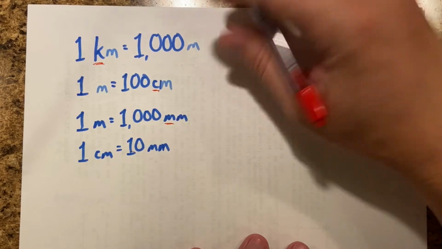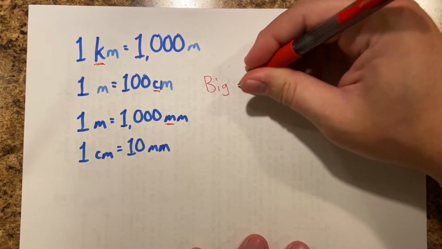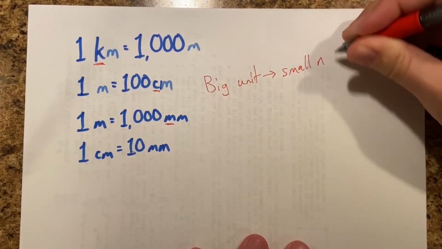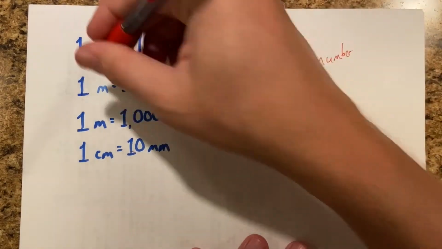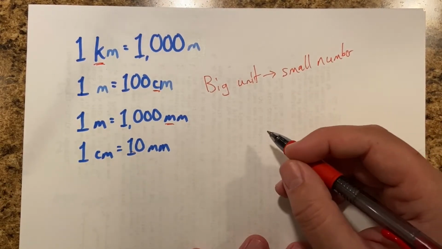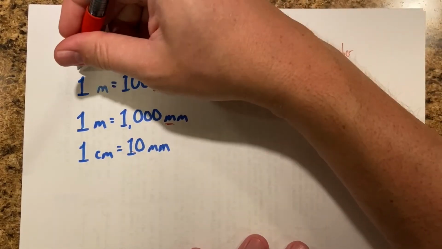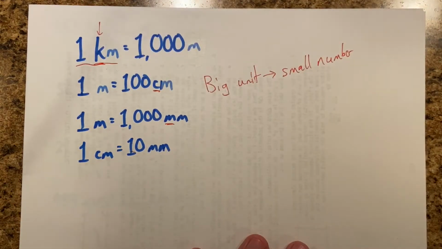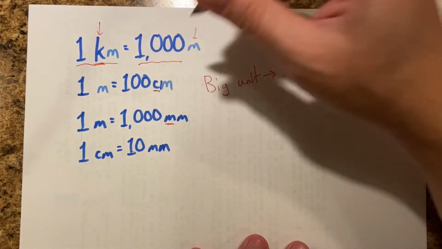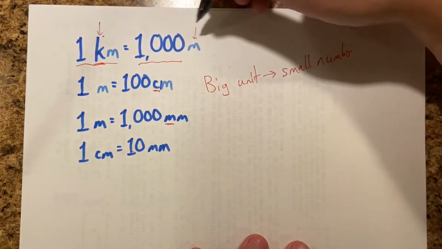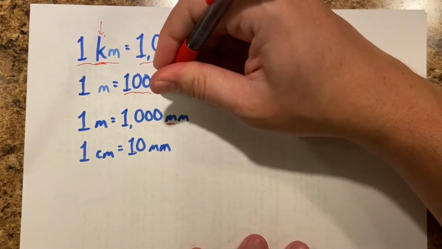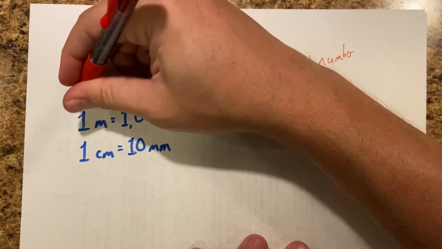Finally, it's useful to get down the idea of big unit means small number. So in any equality and in any conversions that we do, if your starting point had the larger unit, so again, we have to know which ones are the larger, then the ending point has the large number. Big unit, small number. Small unit, big number. Centimeters are smaller than meters. Big number, small unit, big unit, small number.